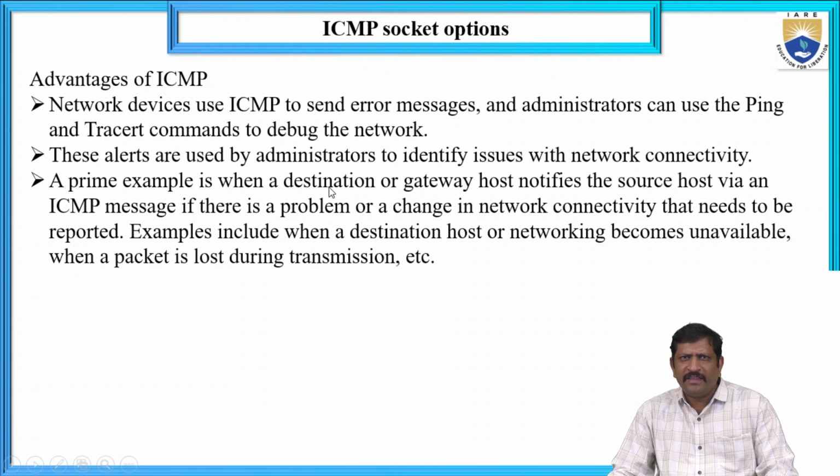The primary example is when the destination or gateway host notifies the source host via an ICMP message if there is a problem or a change in network connectivity that needs to be reported. This includes when the destination host or network becomes unavailable, or when a packet is lost during transmission.